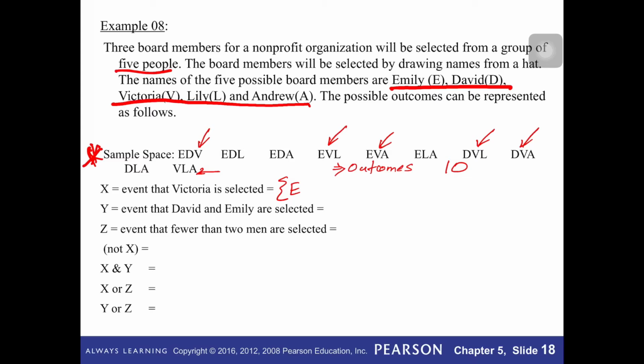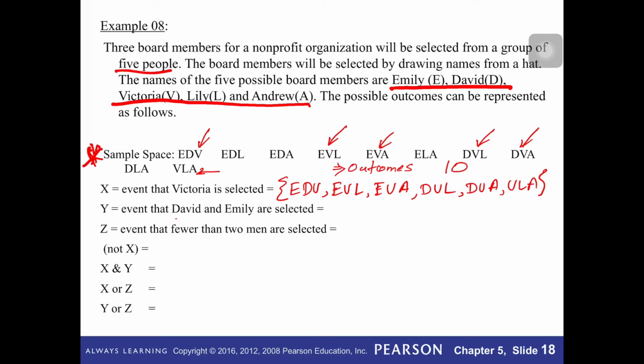Here you don't have to count, you just have to identify and write down the outcomes: EDV, EVL, EVA, DVL, DVA and VLA. Okay, so let's check the second one as well.